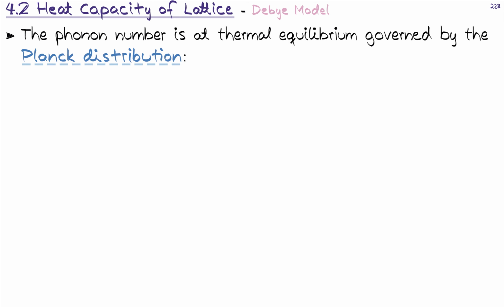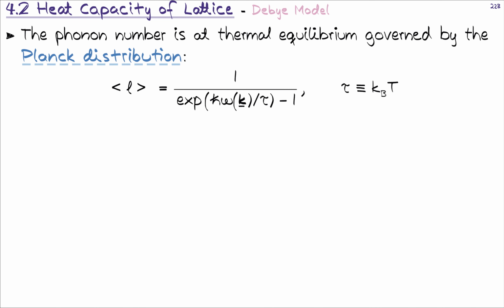Now, when we look at the phonon number distribution in thermal equilibrium, we know that this is governed by the Planck distribution. So L is given by 1 over the exponent of h bar omega divided by tau, minus 1, where tau equals k_B T.